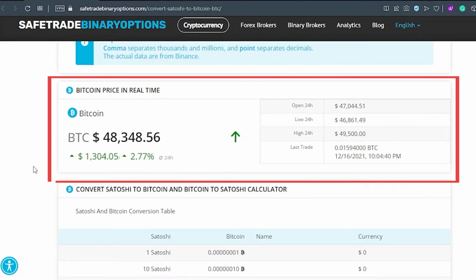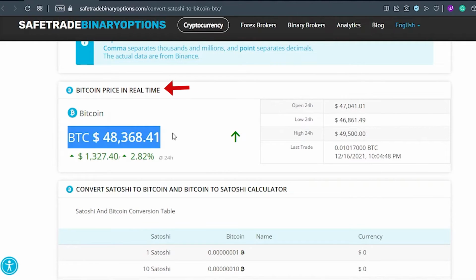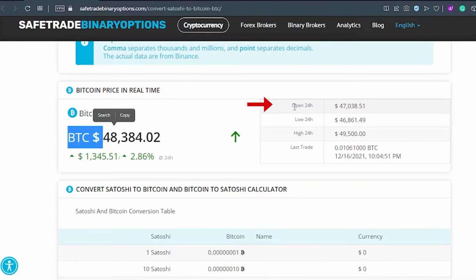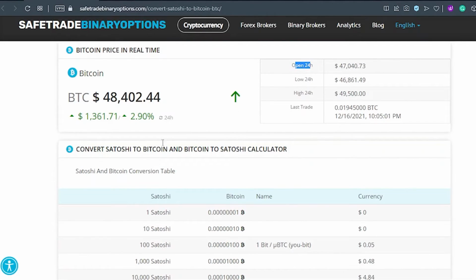So here the converter is showing us Bitcoin pricing in real time. It also shows the open 24 hours, low 24 hours, high 24 hours, and last trade. And it shows how much value a Bitcoin has gone up or down in the past 24 hours.